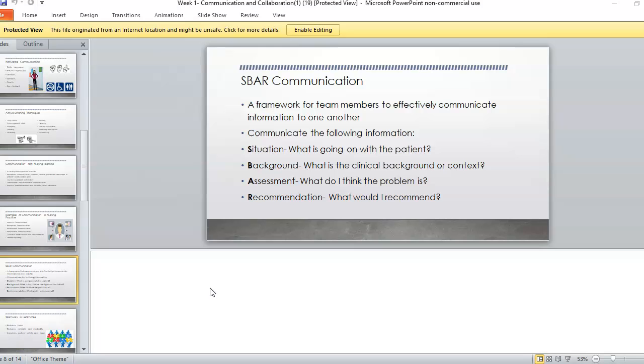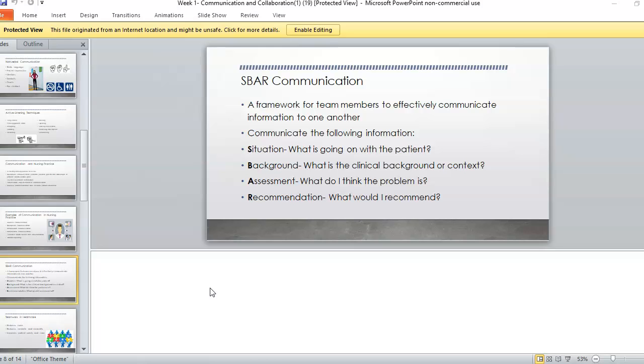One of the key types of communication we use in nursing is called SBAR. And actually it's used throughout healthcare. Doctors use it as well. It's a framework for team members to effectively communicate to one another, basically the plan of care. So it communicates the following: the situation, what is going on with the patient; the background, what is their clinical background or the context of why they're being seen by a physician or a nurse; the assessment, what is actually going on, what's the observation I see right now or the problem with the patient; and then the last thing is the recommendation. What do we recommend that we do for this?